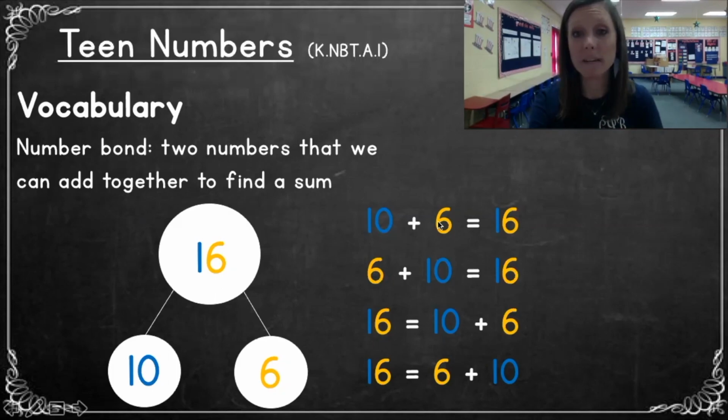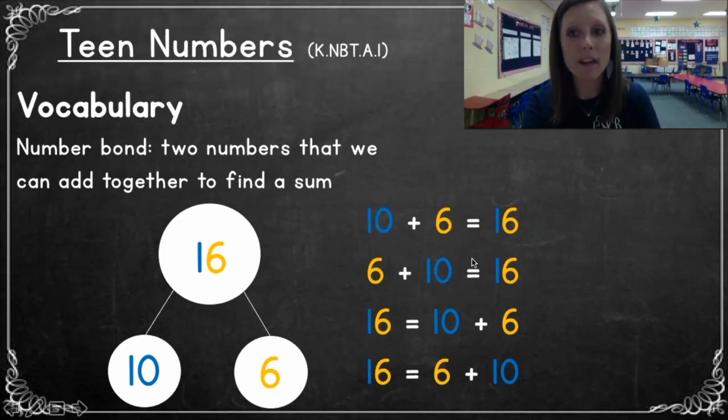So instead of saying 10 plus 6, I can say 6 plus 10, and it's the same thing. If I start with 6 and add 10 more, it's still going to be the same as 16. So 10 plus 6 equals 16. 6 plus 10 equals 16.